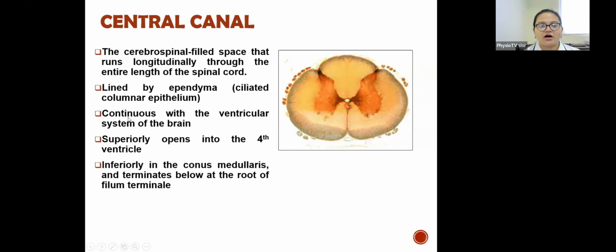So this central canal extends from the ventricular system, the fourth ventricle proximally, and it ends at the conus medullaris. Exactly at the end is the root of the filum terminale. So you can see that the central canal extends through the entire length of the spinal cord. And since it consists of CSF, it is responsible for most of the nutrition and pliability of the spinal cord.